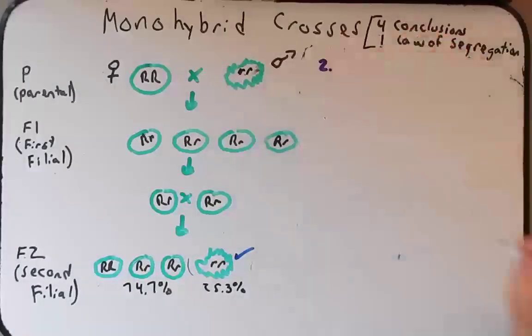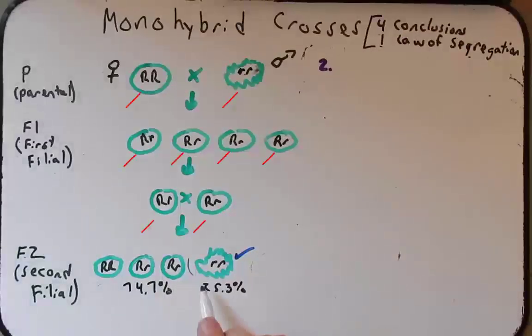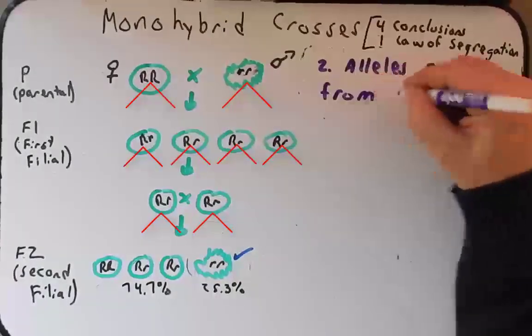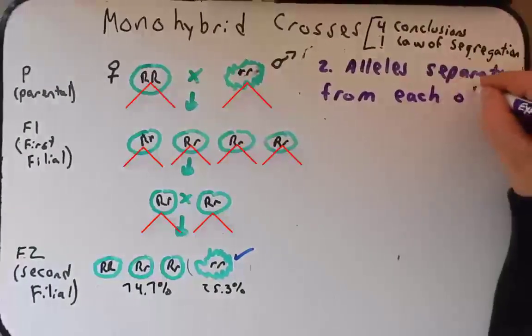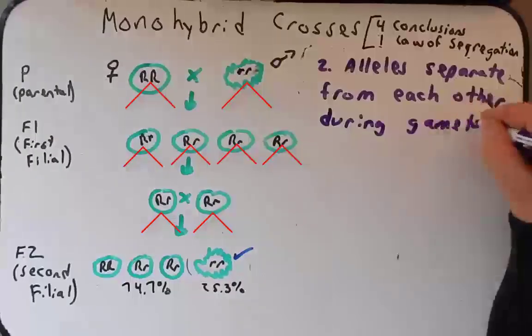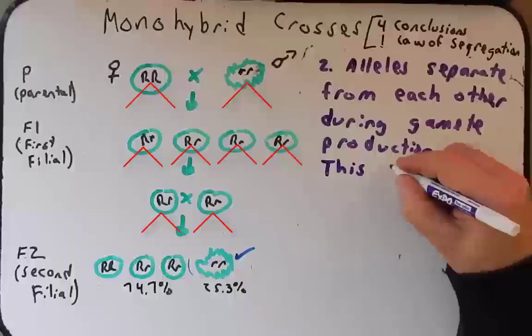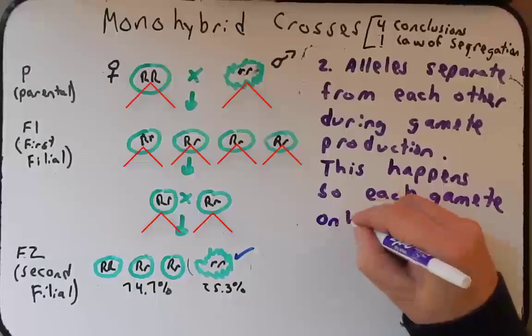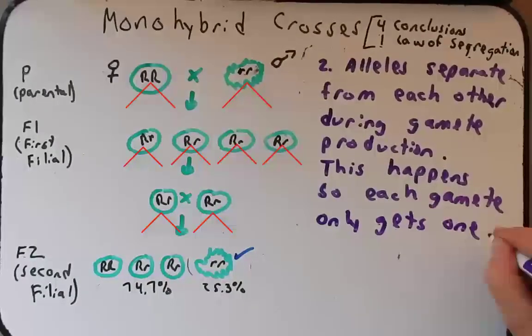Okay, let's talk about Mendel's second conclusion now. These alleles separate from each other during gamete production. This happens so each gamete only gets 1 allele.